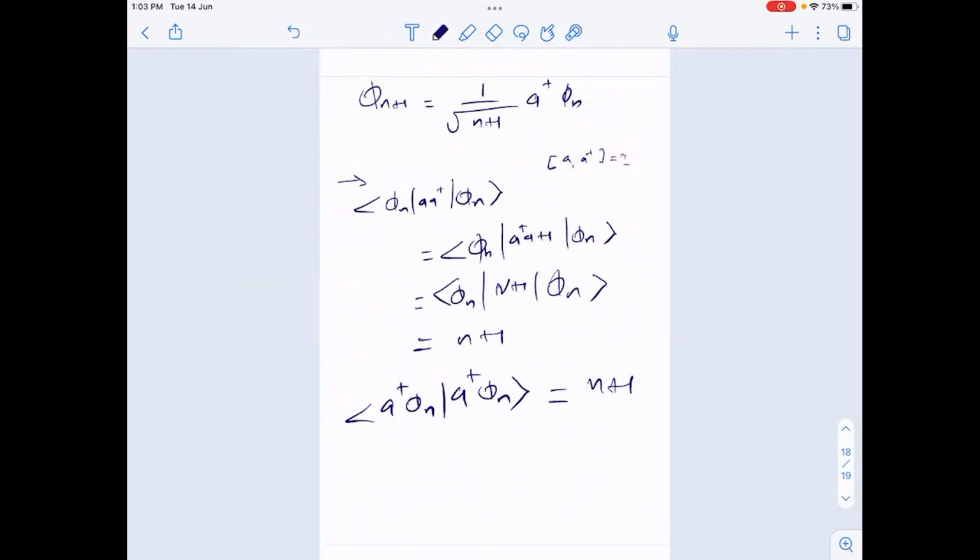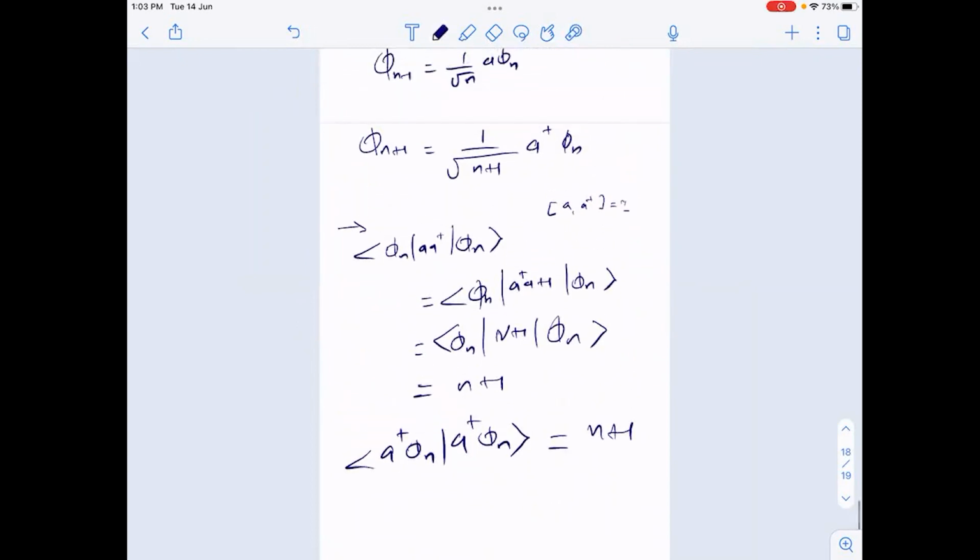How much time do we have? I think we are overshooting the time, but let me try to cover it very quickly.